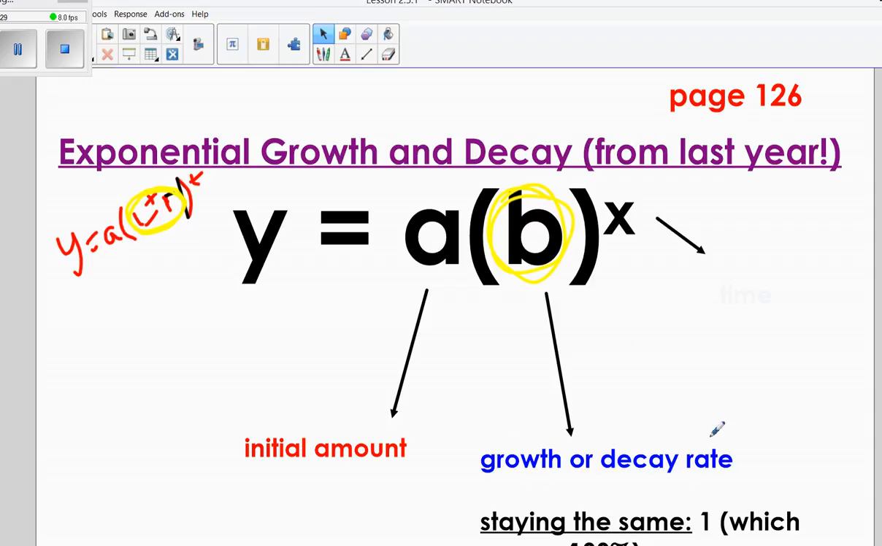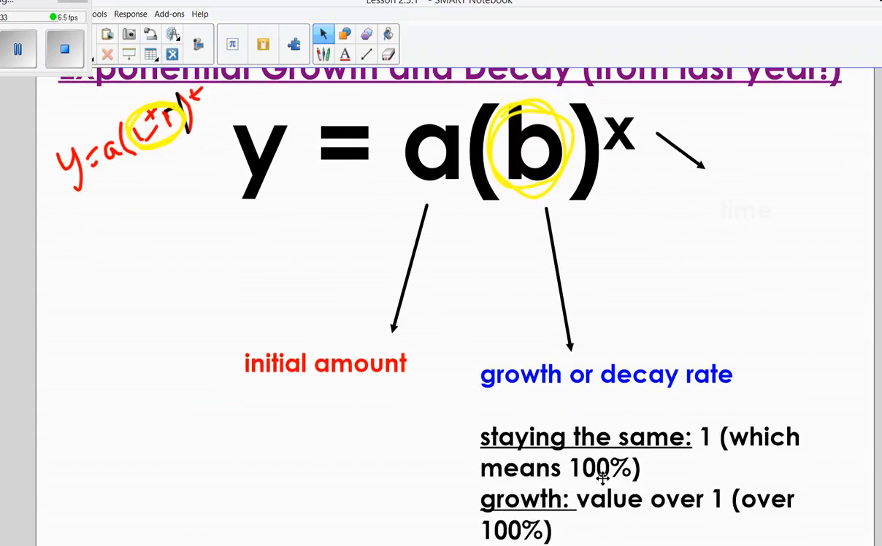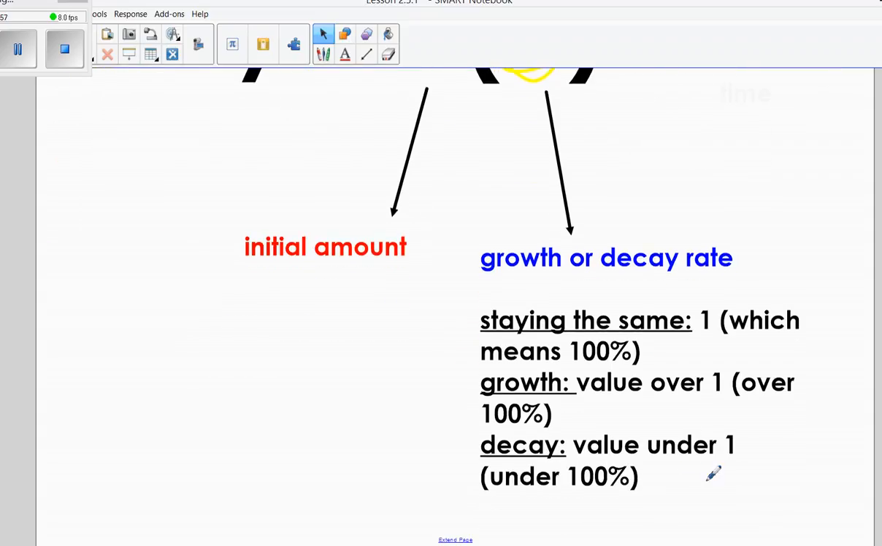Now, when we are looking at these values, I have here, kind of staying the same as what we've done in the past, 1, which means 100%. When you have a value that is greater than 1, like 1.01 or 1.23, that 1 isn't part of your growth. That just means that we are increasing our value, and you're looking at the decimal that follows. So any value over 1 is a growth, and any value under 1, less than 1.